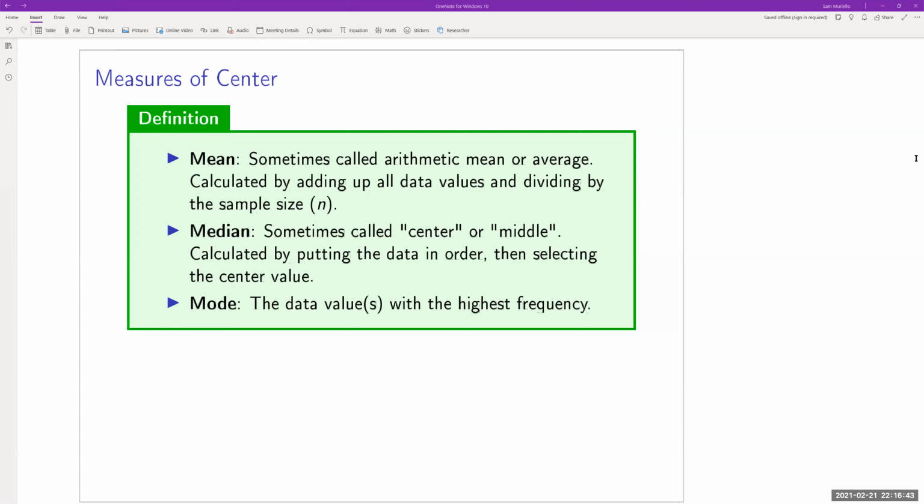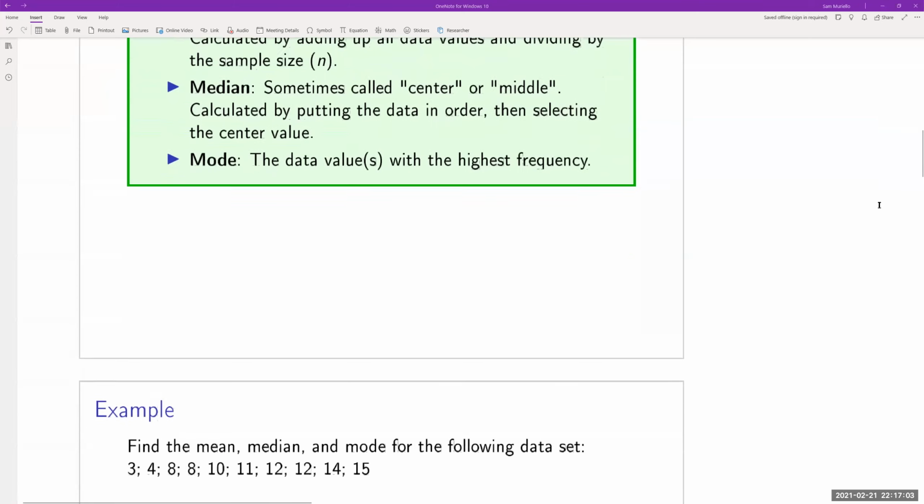In general, the mean and the median will be more useful than the mode for discussing the center of a data set. Both of these measurements are going to end up being useful for different reasons. Before we talk about when we might care about these different measurements, let's first do an example to find them.